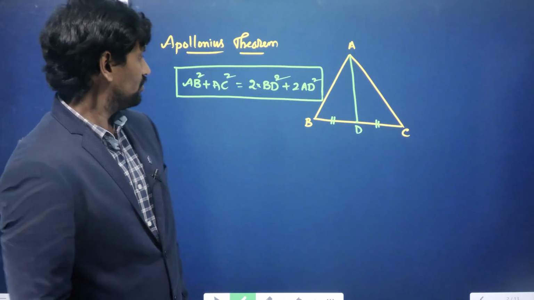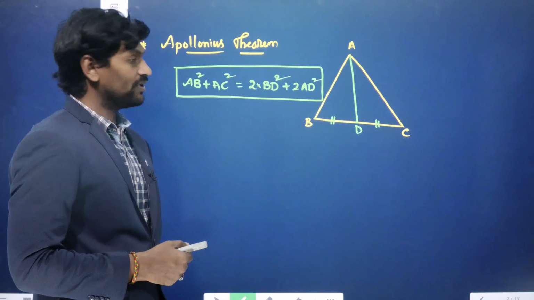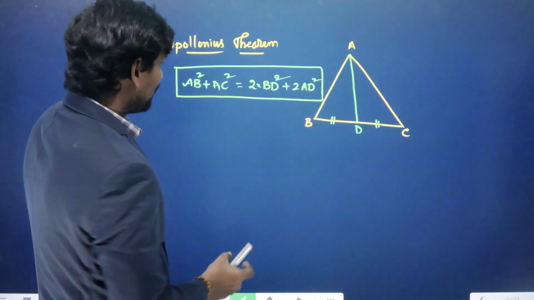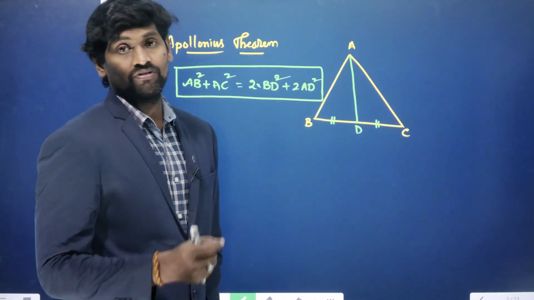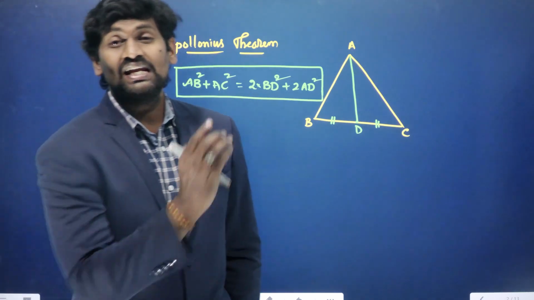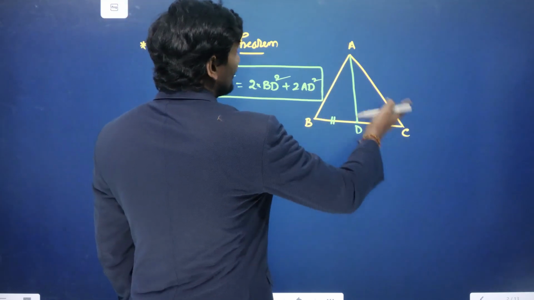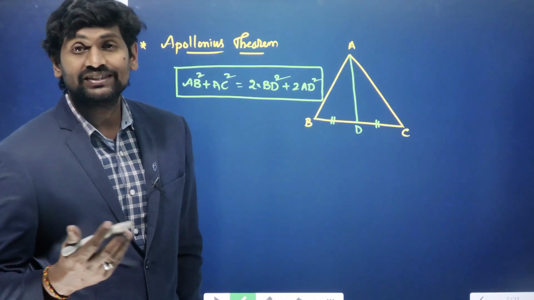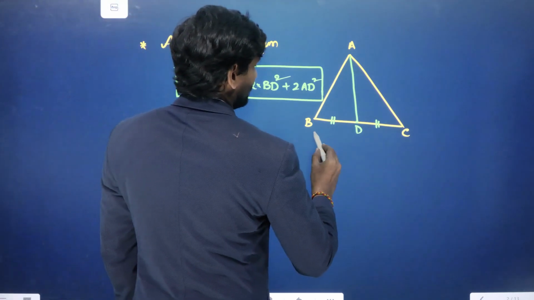Now from this statement, AD is a median. To identify the length of the median, we are using the Apollonius theorem, just to find the length of the median by using the lengths of the three sides of a triangle.